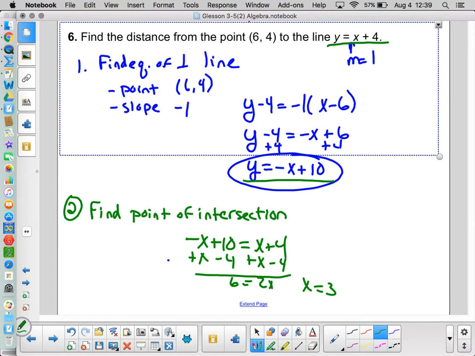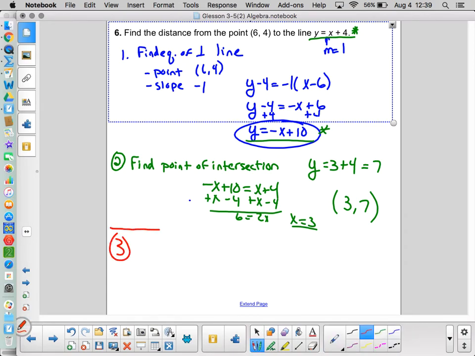To find the y-coordinate of the point of intersection, I simply plug into either one of these 2 equations. I'm going to choose the top one, it's easier. y equals 3 plus 4, x is now 3, we learned that. So y equals 7. So my point of intersection is at 3, 7. That's step 2.